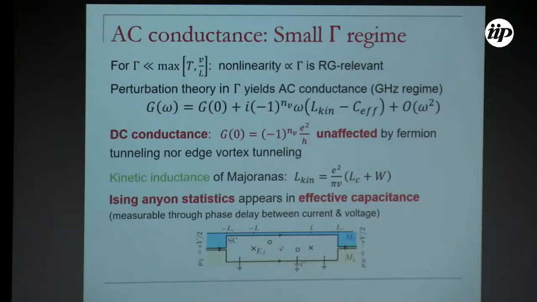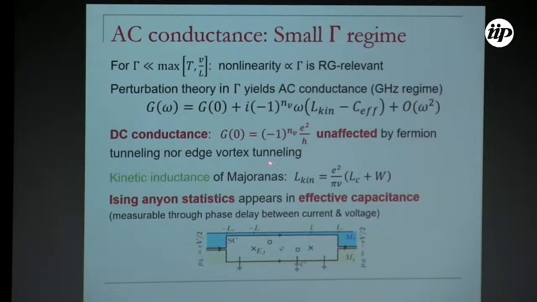Now, the first thing I want to say is that the DC conductance here is simply the same as we had in the Fabry-Perot or Mach-Zehnder interferometer. So it's not affected at all by edge vortices or by tunneling. Why is that? It's a very simple reason. What comes in here must go out here. I mean, whether you re-scramble them doesn't really matter.